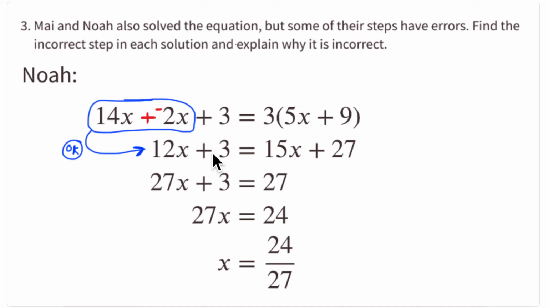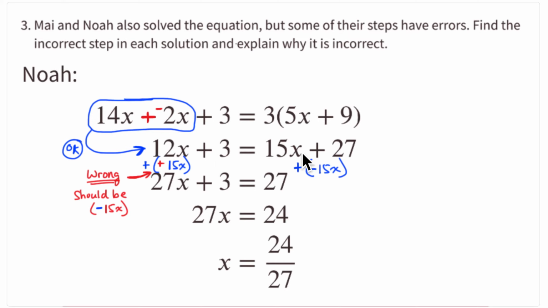He also combined like terms in the beginning, but then he added a negative 15x. And this is the example of what we're talking about before. He used the distributive property to go from this expression to this expression down here. So there are the three 5x's right here as 15x. And then he said, okay, I'm going to get rid of that 15x by adding a negative 15x, which is okay. But on this side, unfortunately, he added a positive 15x.